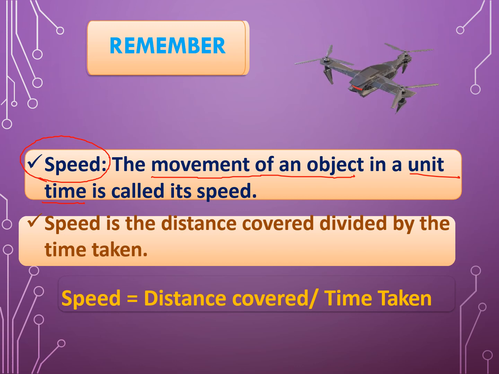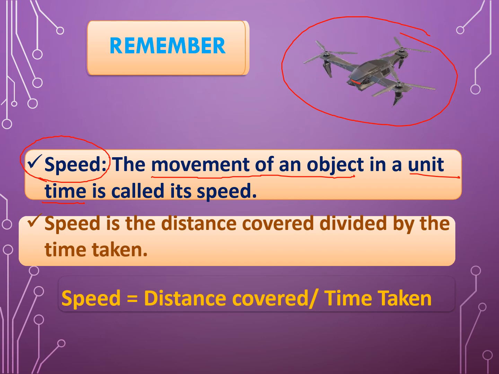Now this flying object is known as a drone nowadays. It is also showing you motion in air. It is moving in the forward direction because of these three rotors. So this is depicting again motion.